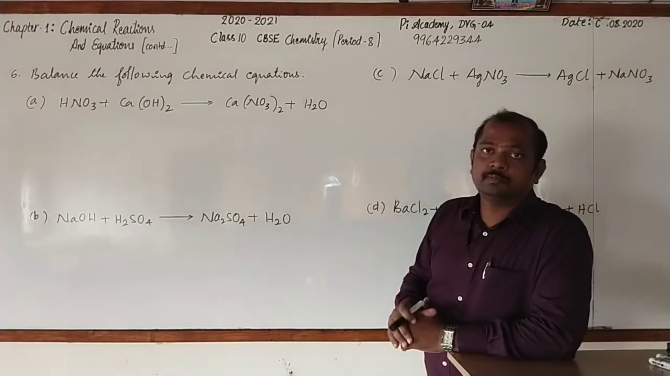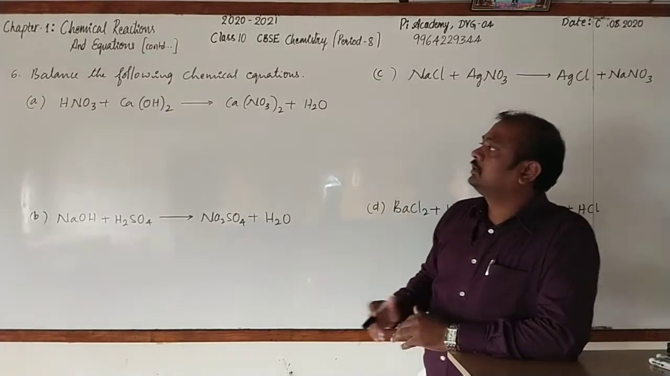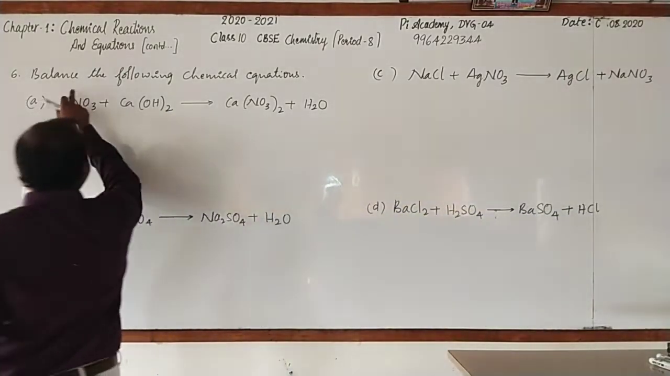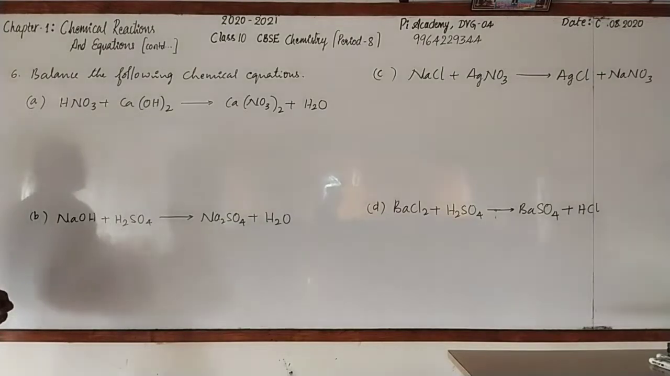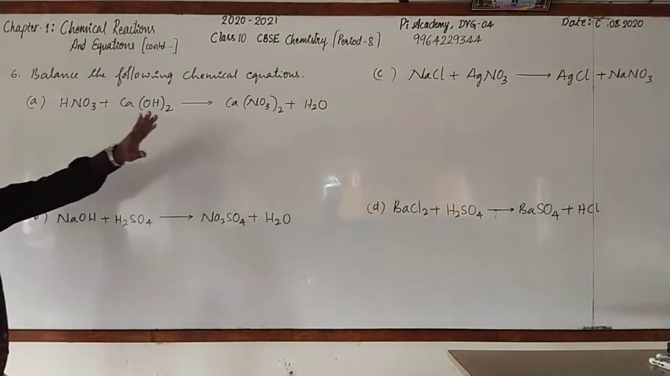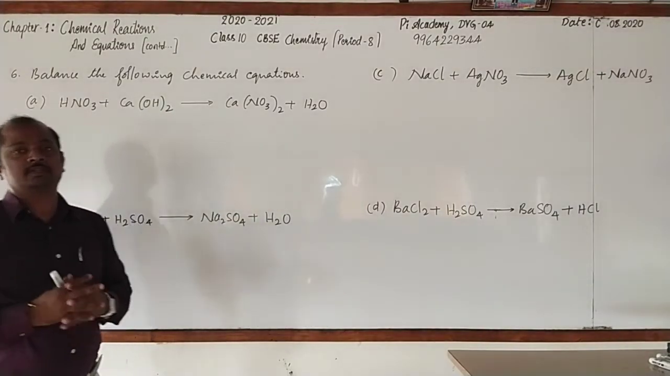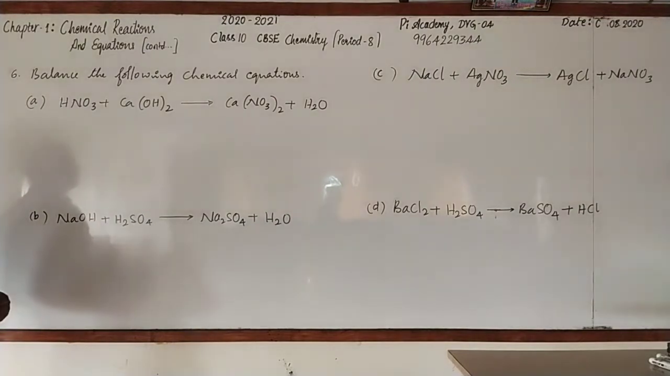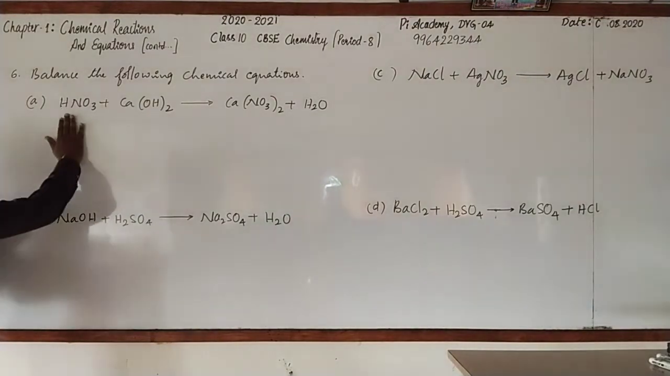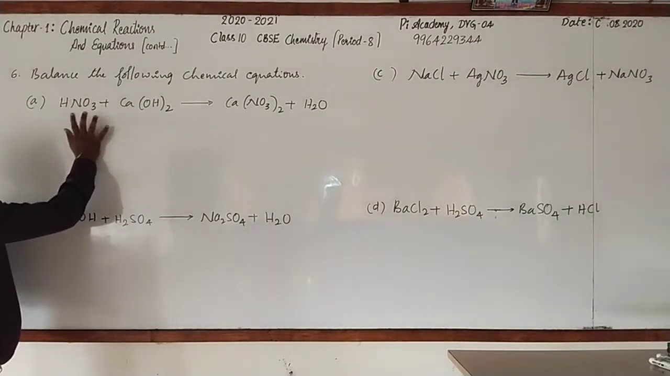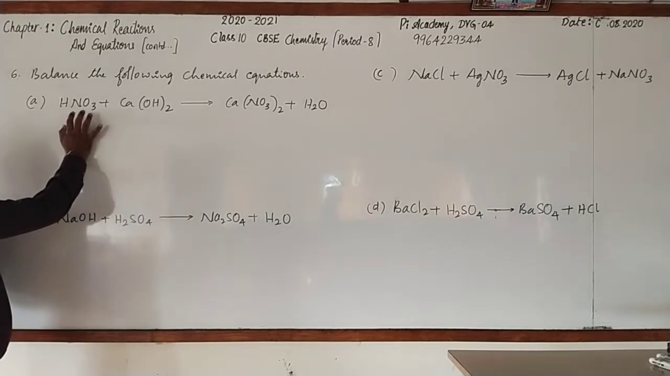Dear students, please go through the 6th question. It is, balance the following chemical equations. Here they are given 4 unbalanced equations. Now let's go for balancing them. First one, name this compound. Yes, you are right. It is nitric acid.